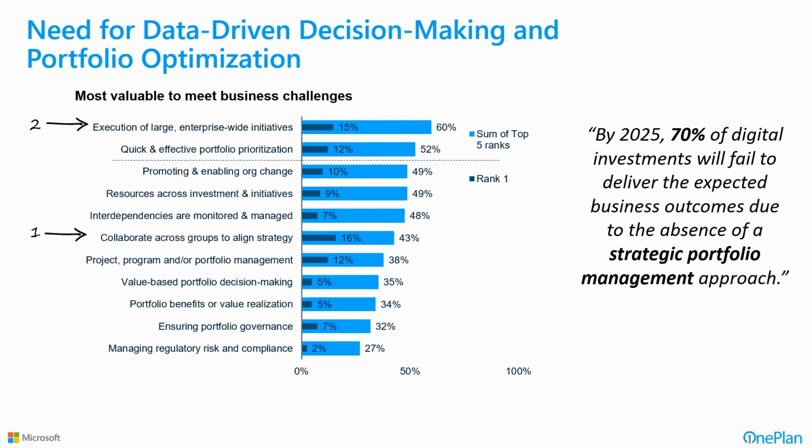#2 was execution of enterprise-wide initiatives, large. Now, if we have to align across all that, it goes to saying that these two go hand in hand in order to be successful. On #3, there's quick and effective portfolio prioritization, which means adaptation to change, and the project and portfolio and program management, meaning managing an aggregation of these efforts, is really, once again, cross-functional in its nature by definition in most organizations. So these are the things that were determined to be the most valuable to meet these business challenges of today.